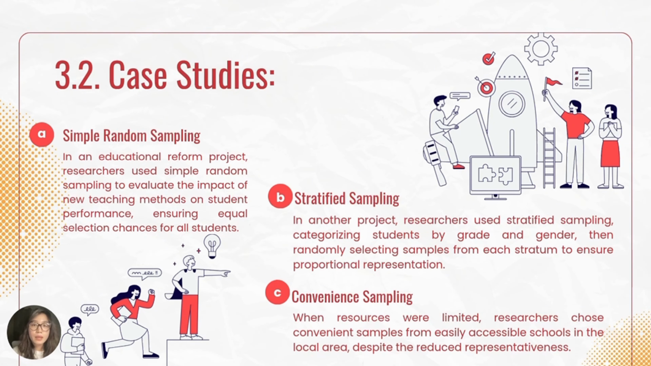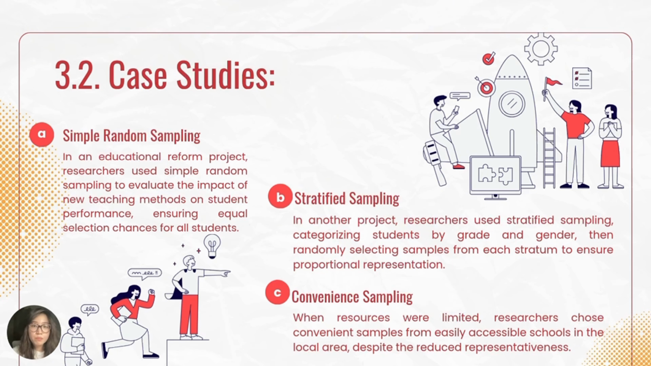In the second case, in another project, the researchers used stratified sampling. They divided the students into different strata based on grade level and gender, and randomly selected samples from each stratum to ensure the sample group proportions matched those of the population. This approach helped ensure that each subgroup, whether by gender or grade, was adequately represented in the study, allowing the researchers to examine whether the reform had different effects on different groups.